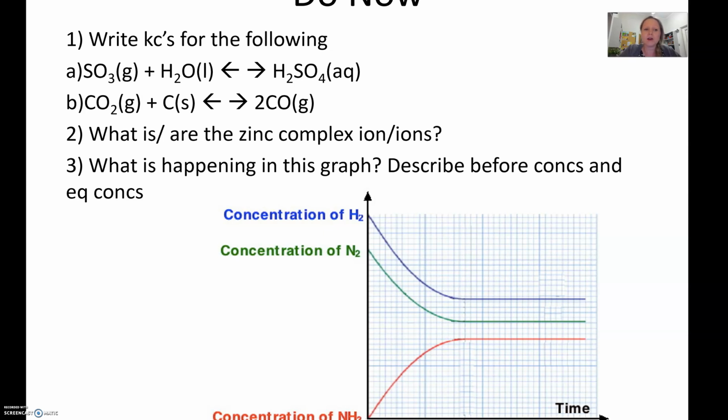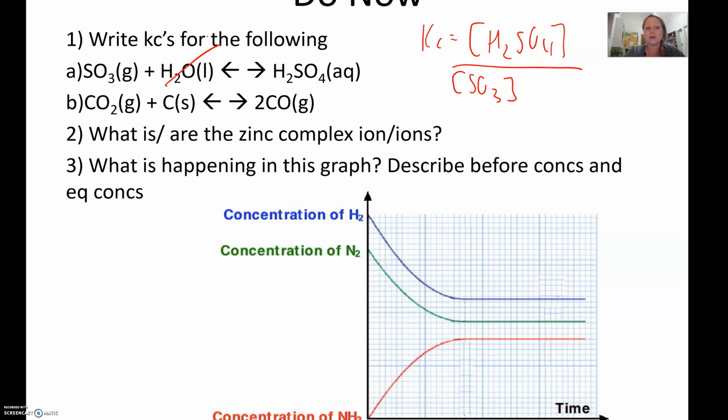Okay, so here's a do now, so I'll just get you to pause and give this a go. I'm now going to go through the answers. It says write KCs for the following. So KC equals products divided by reactants. You can only include gases and aqueous in your KCs, so don't make any mistakes there. Water's a liquid, so we don't include it. So the second KC is going to be CO to the power of 2, because it's got a 2 here, divided by CO2, and we ignore this because it's a solid. Okay, hopefully that makes sense.